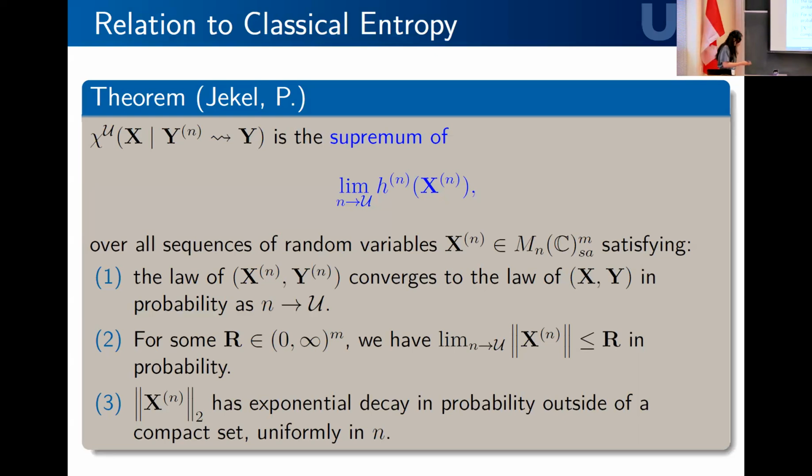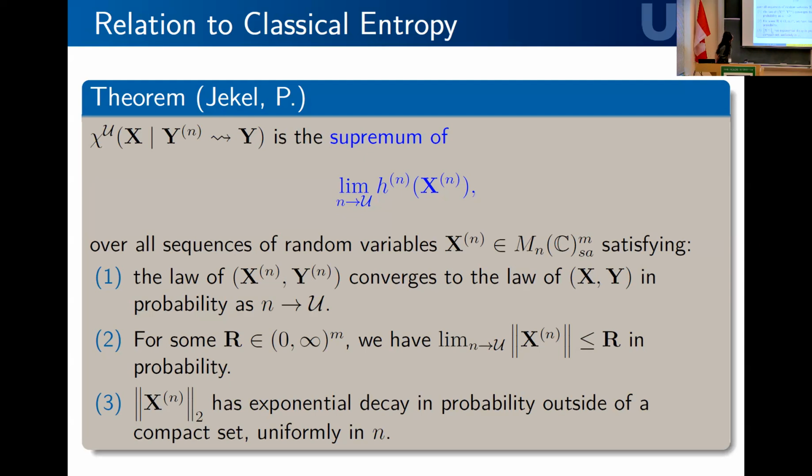The first main result is a relationship between this microstates free entropy for some fixed microstates and some fixed ultrafilter, which is actually just the supremum of an ultralimit of the classical entropy on these microstates. I have some technical assumptions. The law of xn and yn has to converge in probability to the law of xy. I have some uniform upper bound on the ultralimit of the operator norms of the xn's. And on the 2 norms, I have an exponential decay in probability outside of some compact set, but this is uniform in n and not in the ultralimit.